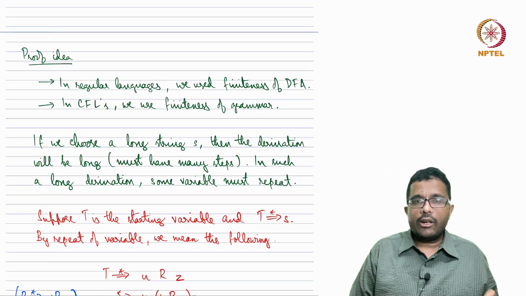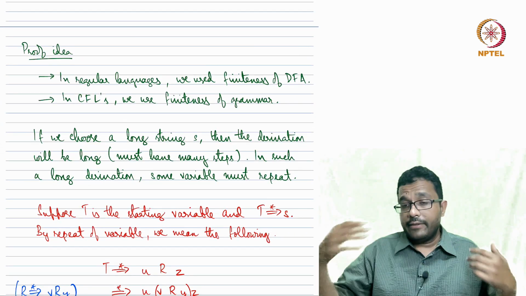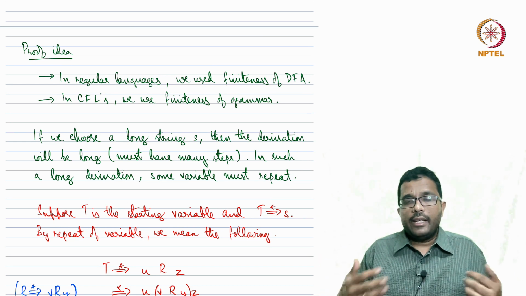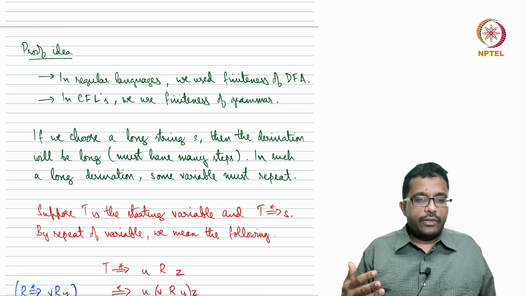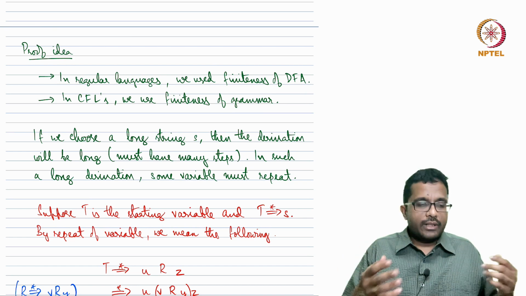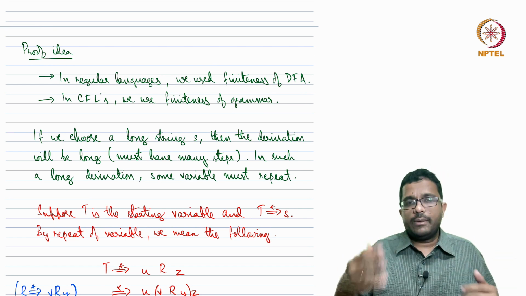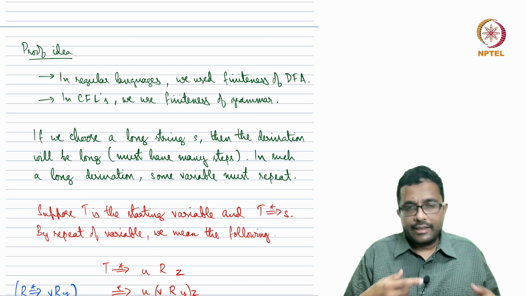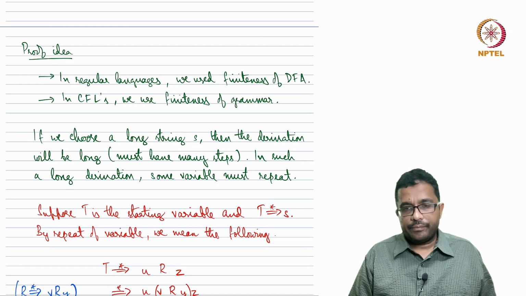So if the string is long, the derivation has to be long. When I say the derivation has to be long, I mean many steps. And if there are many steps, we cannot have all distinct variables because the number of variables is bounded. So some variable must come again. And this we will exploit to show that these conditions should be met.